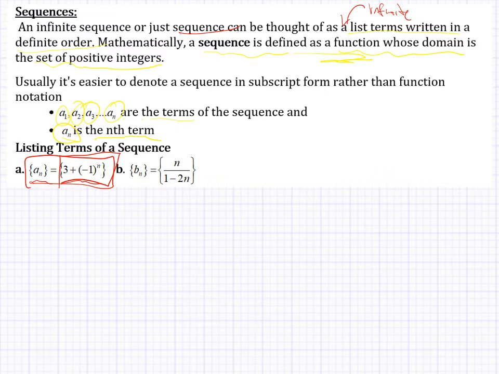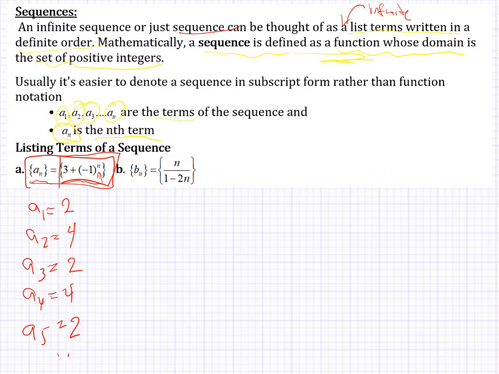So we could look at what a sub 1 would equal, in which case a sub 1 would be when I plug 1 in, so 3 plus negative 1 to the first would give me 2. A sub 2 would be what happens when I plug 2 into the sequence for n, and that would give me 3 plus negative 1 to the second, so that would be 4. Then a sub 3 would be what happens when I plug in 3, etc. You get the idea. I would get 2, a sub 4 would be 4, a sub 5 would be 2, and I could just keep going there.